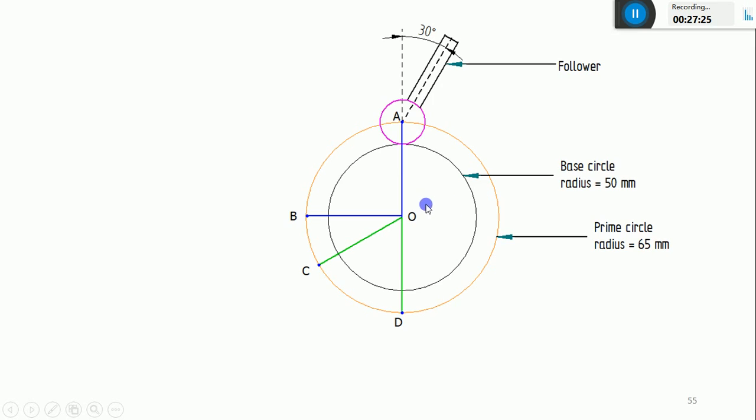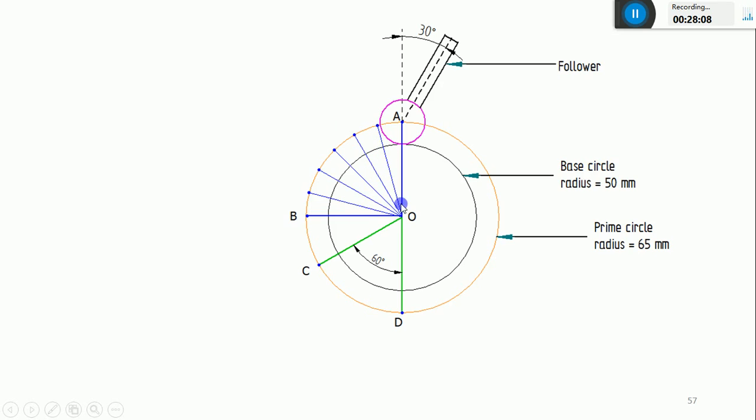After indicating all these angles, I need to divide this prime circle between point A and point B, that is covered by 90 degree, into 6 equal parts. Correct? Just calculate how much it is. 90 divided by 6 is 15. Use the protractor. Just divide this prime circle into 6 equal parts, in such a way that the angle will be 15, 15, 15, like this. You can see this angle will be 15 degree.